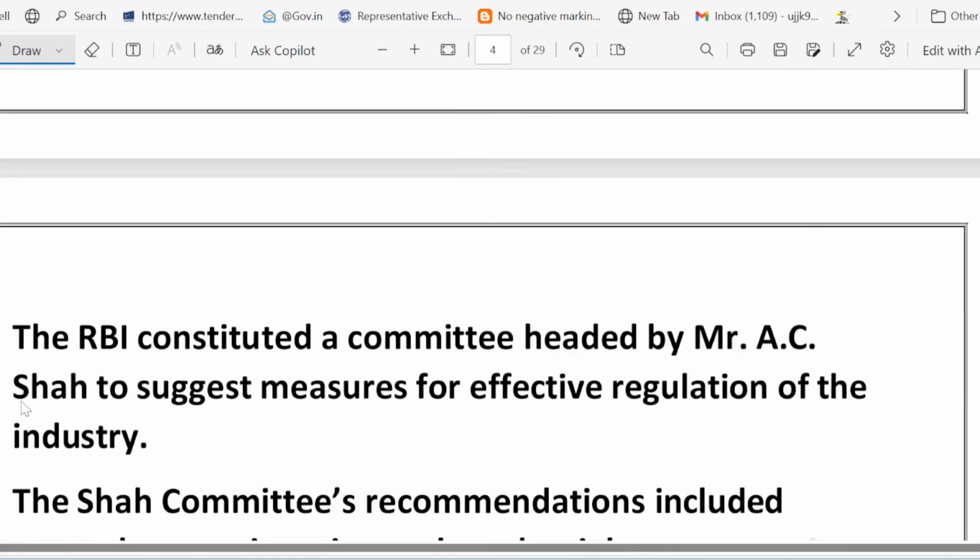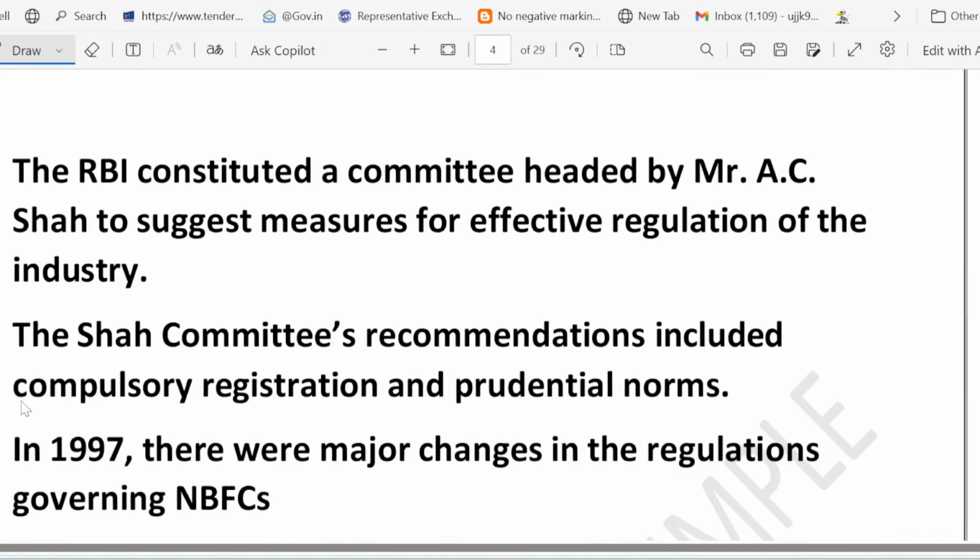Then the second committee is the Shah committee. The Shah committee was formed in the 1990s. Remember, it was formed in 1990, and there were strong measures. They recommended compulsory registration. First of all, they recommended what? Compulsory registration. What does it mean? That no more fly-by-night NBFCs.